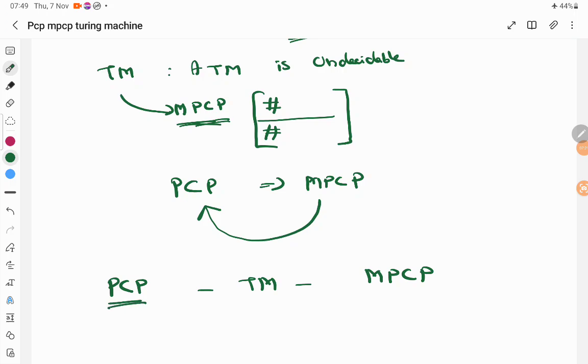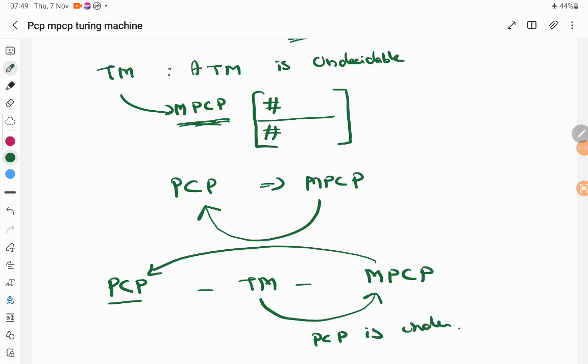Since the post correspondence problem is undecidable, to prove it, we are going to convert a Turing machine problem to a post correspondence problem and say that since the Turing machine acceptance problem is undecidable, hence PCP is also undecidable. But we don't have a direct conversion. So we are going to convert the Turing machine to MPCP, and there is a procedure to convert MPCP to PCP. With this relationship, we can say that PCP is undecidable.